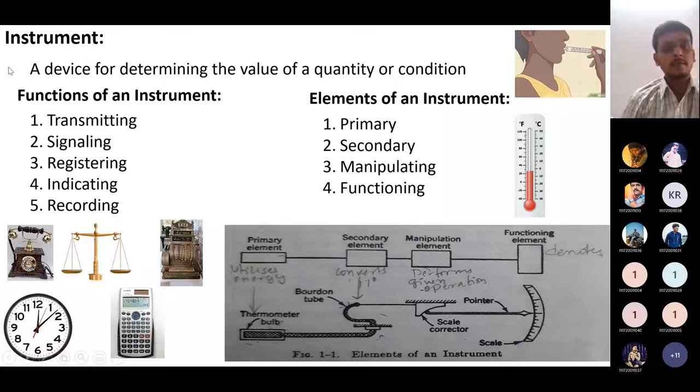In this registering type of instrument, the discrete increment in the values of that particular measured quantity can be known and it will be registered in the instrument. So the best example is this cash machine or some water metering meters.